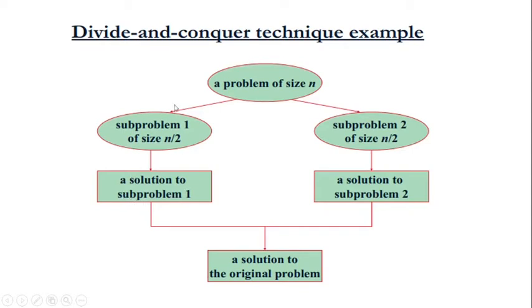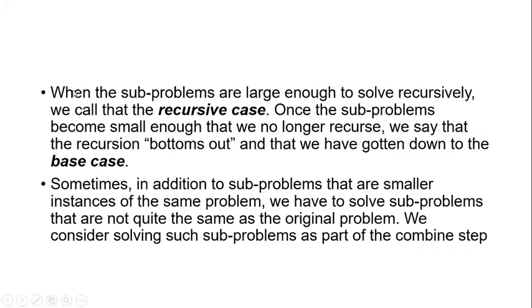A solution to sub-problem 1 can be found using a recursive algorithm. This is sub-problem 1, and this is sub-problem 2. You can recursively solve sub-problem 1 and sub-problem 2. It is just a tentative diagram, so it's not precise. You can further divide sub-problem 2 into sub-problems of n by 4, n by 4. Finally, you solve each n by 2 problem and get the solution to the original problem. One thing to mention in divide and conquer strategy is that the sub-problems are independent sub-problems.